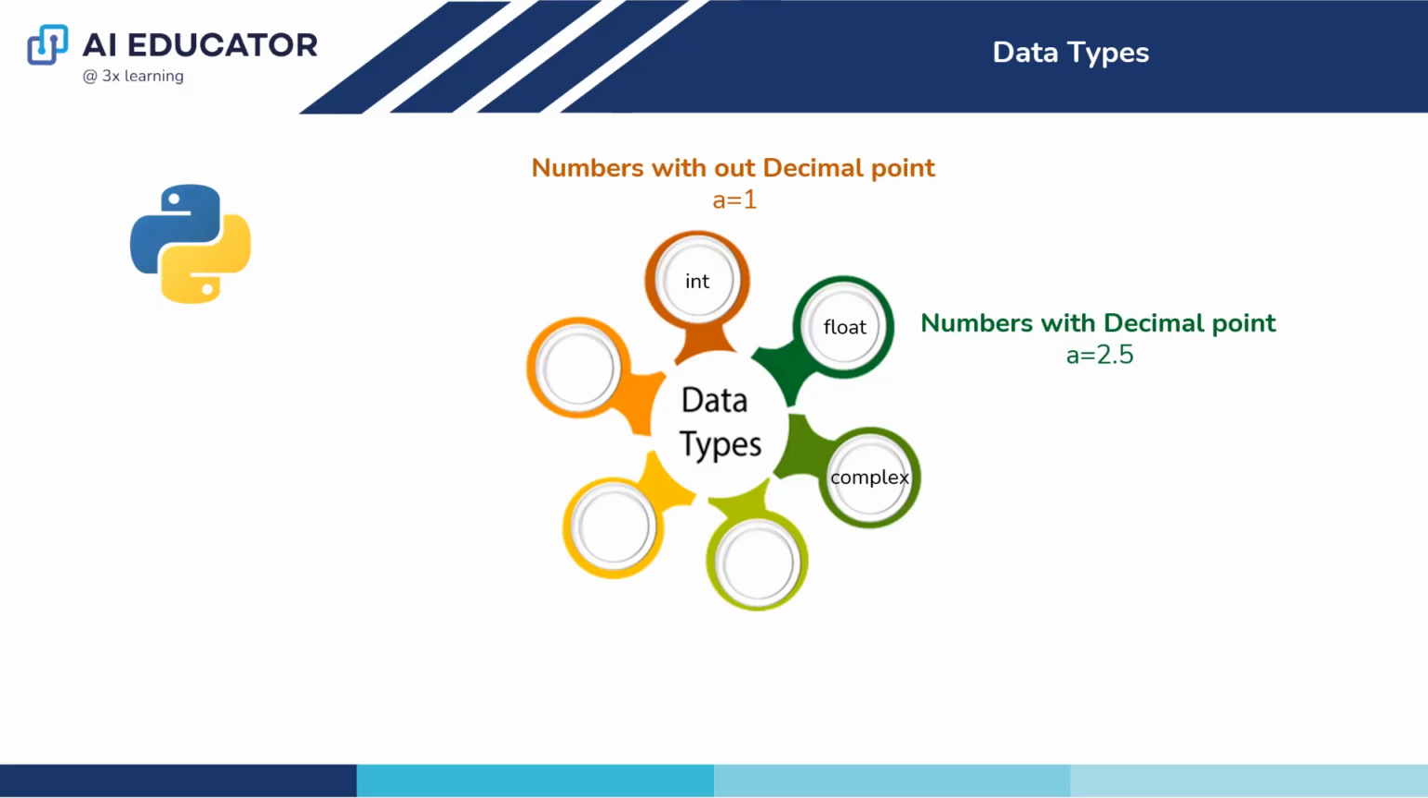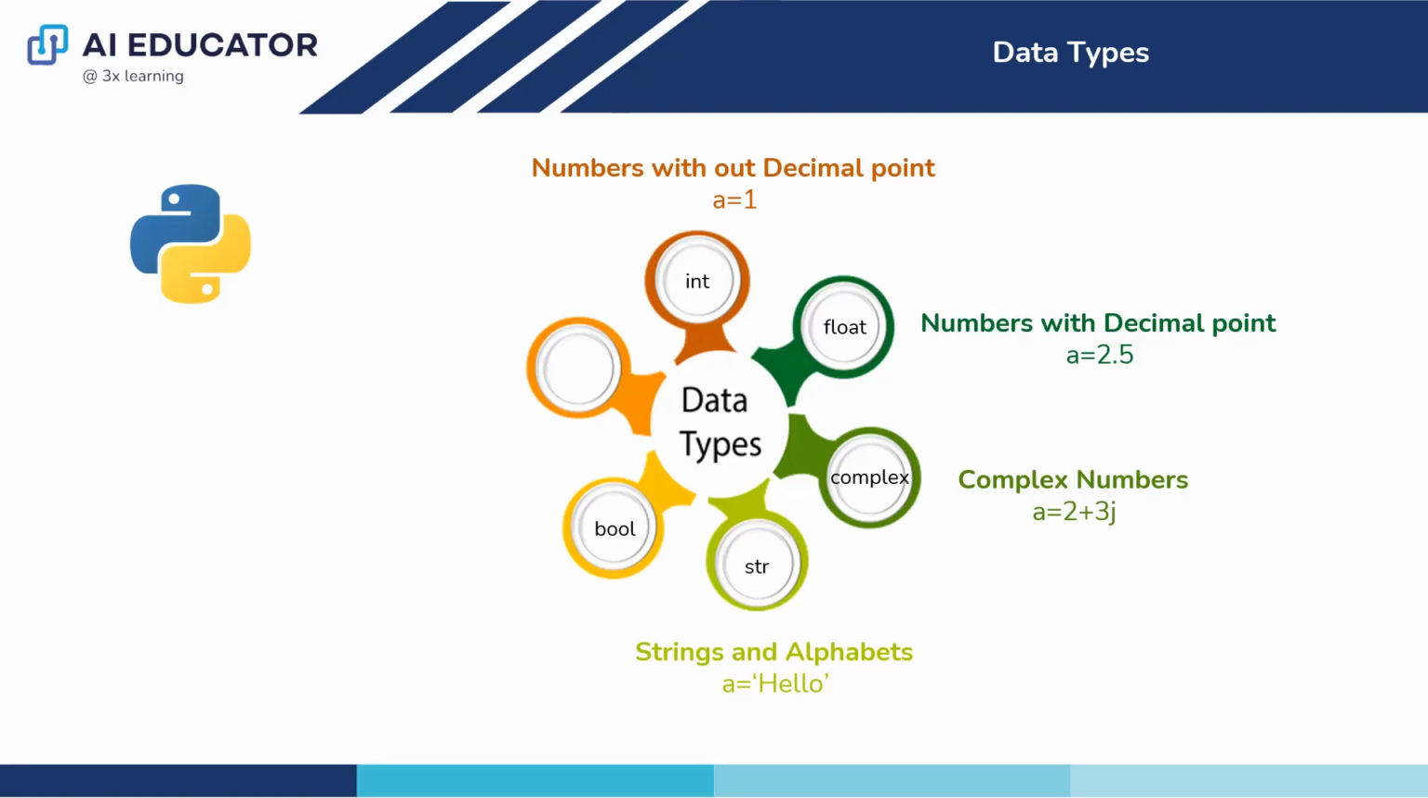Next, complex. Complex is a data type used to store complex numbers. Next, we have str. Str is a data type used to store strings and alphabets. Always remember the string should be in quotation.